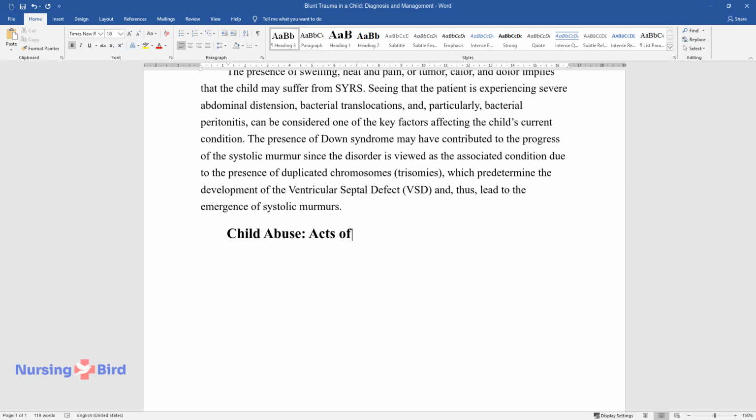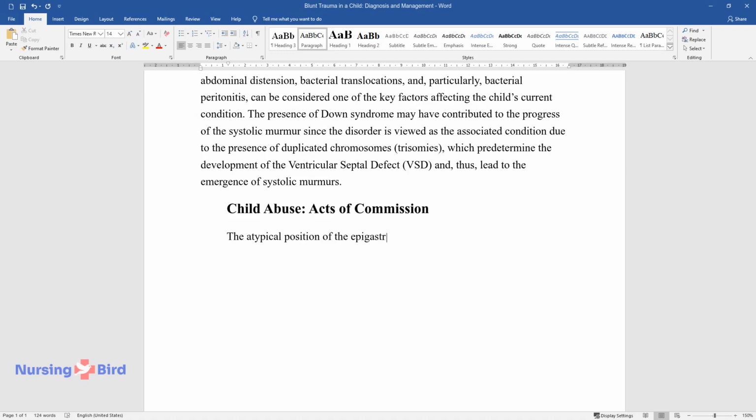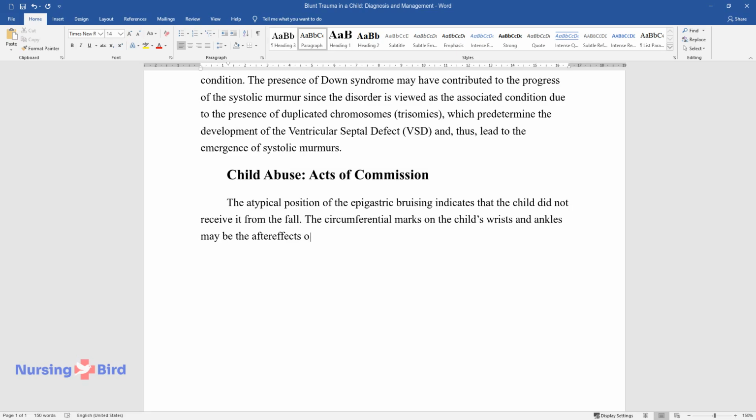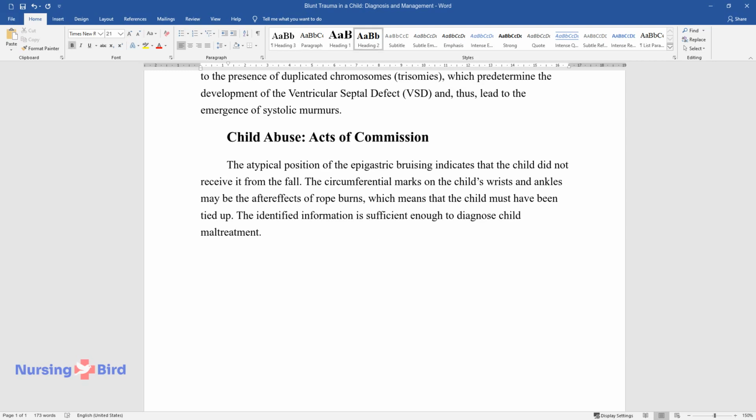Child abuse, acts of commission. The atypical position of the epigastric bruising indicates that the child did not receive it from the fall. The circumferential marks on the child's wrists and ankles may be the aftereffects of rope burns, which means that the child must have been tied up. The identified information is sufficient to diagnose child maltreatment.